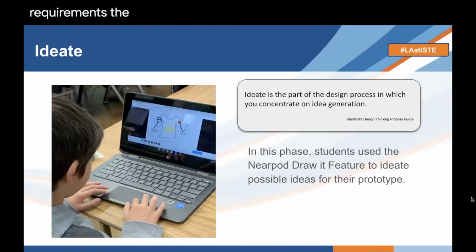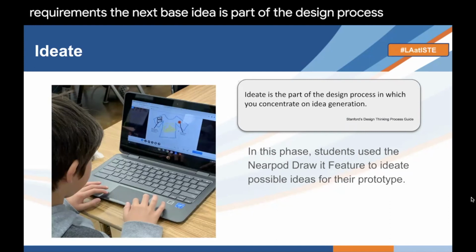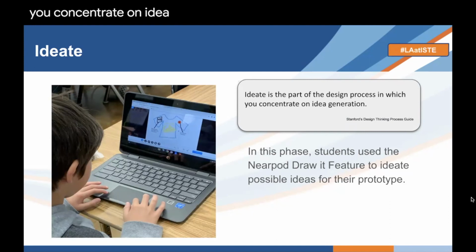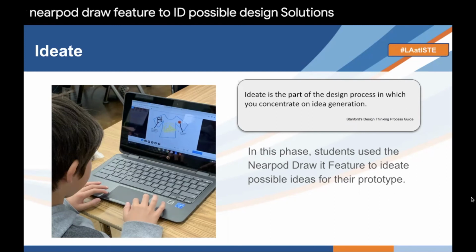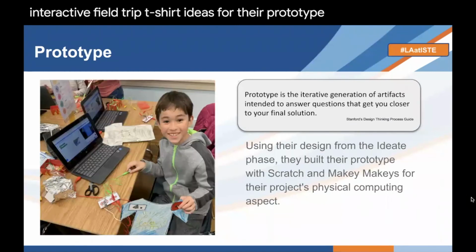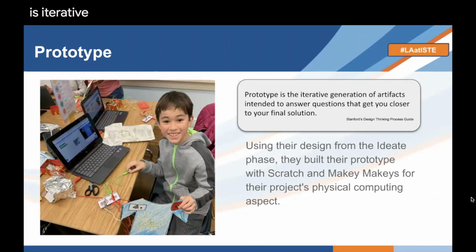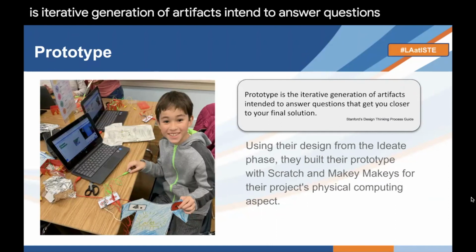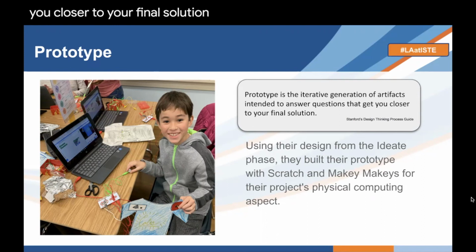The next phase, ideate, is part of the design process in which you concentrate on idea generation. For this phase, students use a Nearpod draw feature to ideate possible design solutions for their interactive field trip t-shirt ideas for their prototype. The prototype phase is an iterative generation of artifacts intended to answer questions that get you closer to your final solution. Using the design from the ideate phase, they built their prototype with Scratch and Makey Makeys for their project's physical computing aspect.